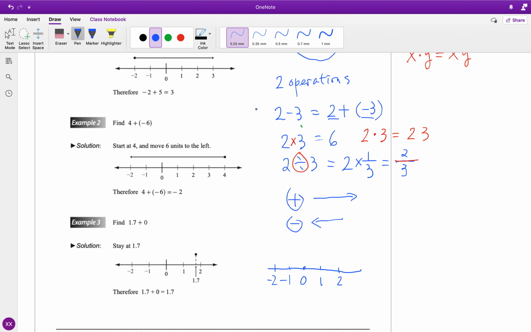Okay, so 2, that means we go to this direction for 2. Okay, we go this direction for 2, first of all. Okay, well then 3 means we go to the other direction for 3. Then that will go to the other direction for 1 and 2 and 3. So we ended up here. Then what is the number? Then that is negative 1.